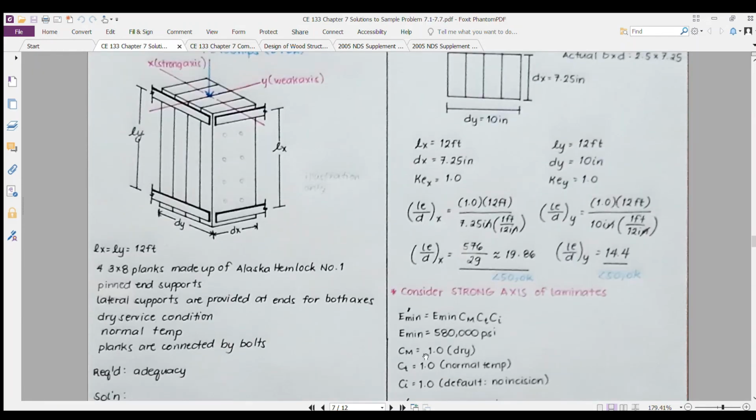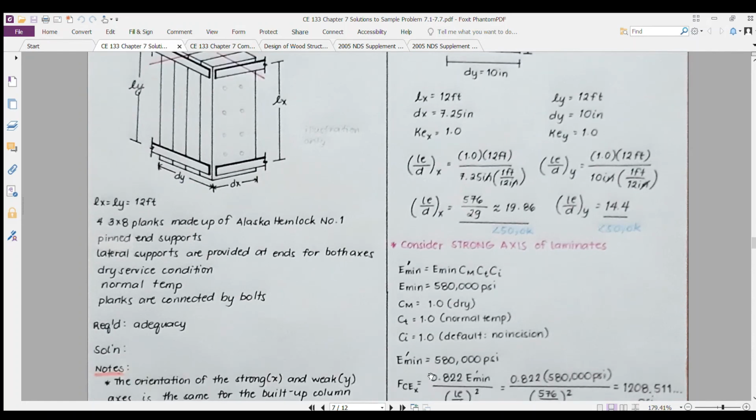So since we have value C sub n is equal to 1.0 due to dry condition, C sub d is equal to 1.0 due to the normal temperature, and C sub I of 1.0 due to we have no details regarding the incision of the built-up column. So we have here the adjusted value for E sub E mean of 580,000 psi.